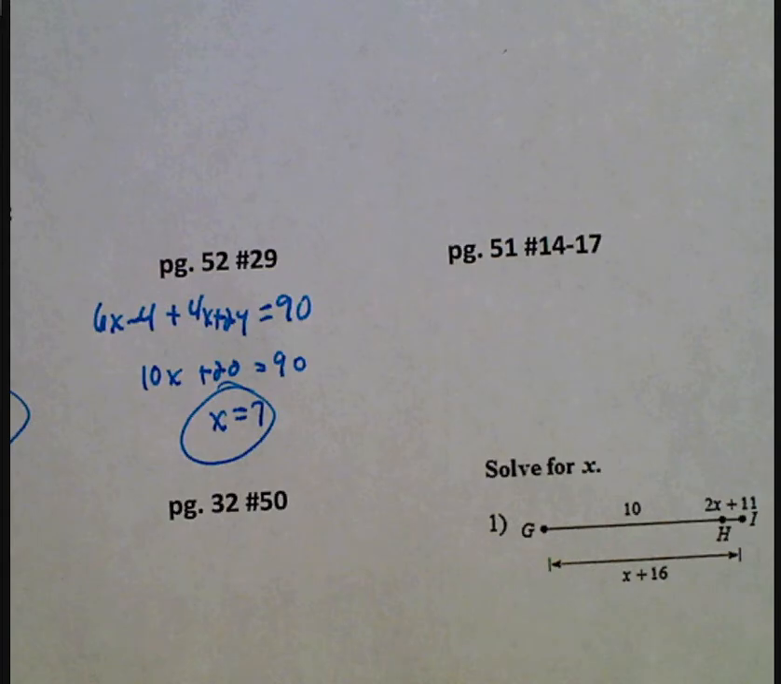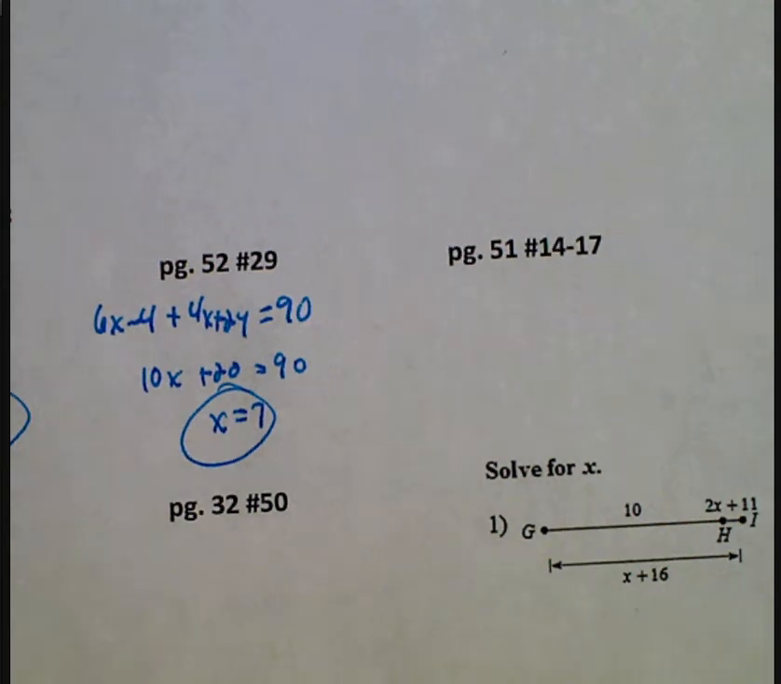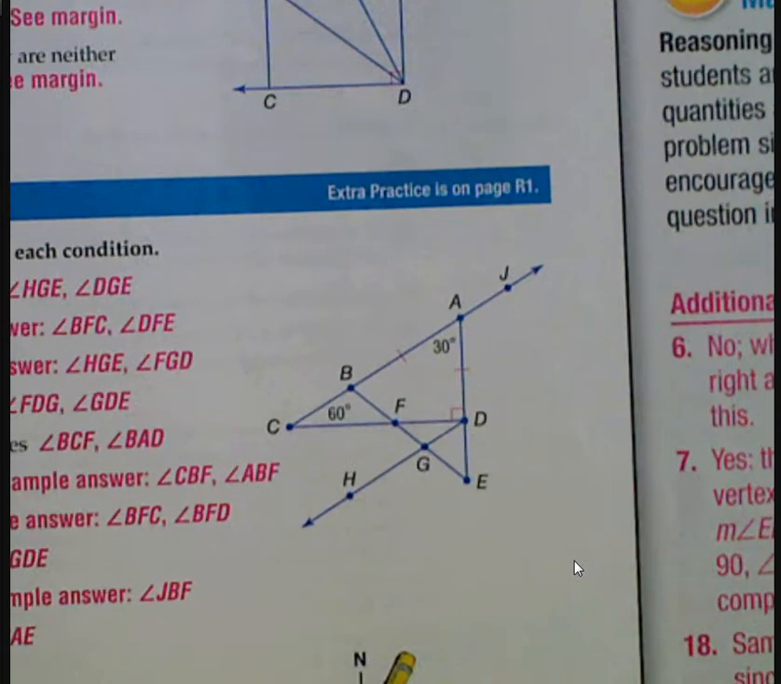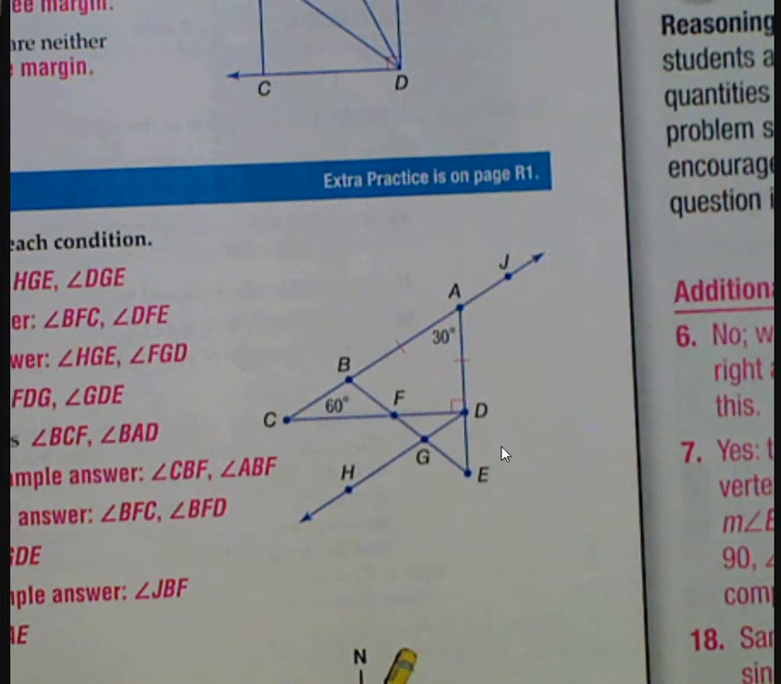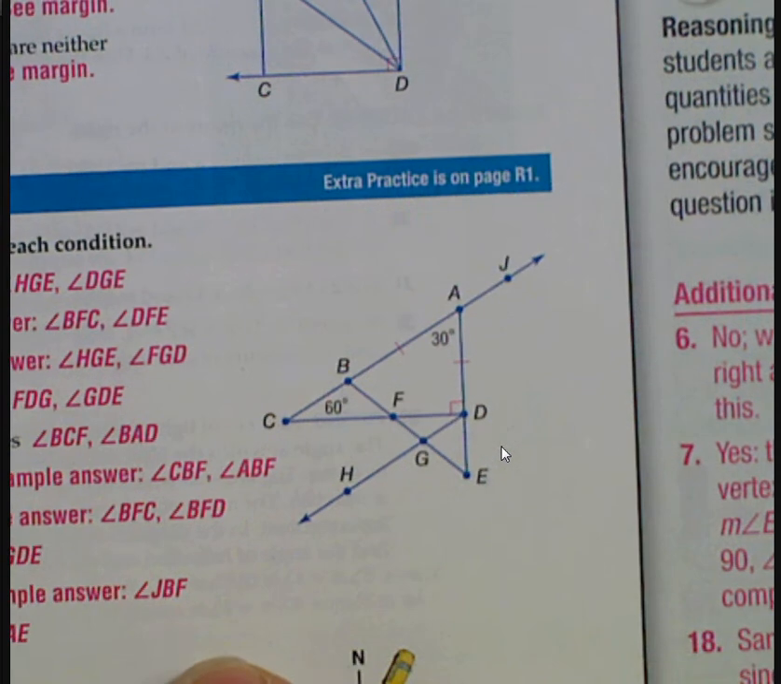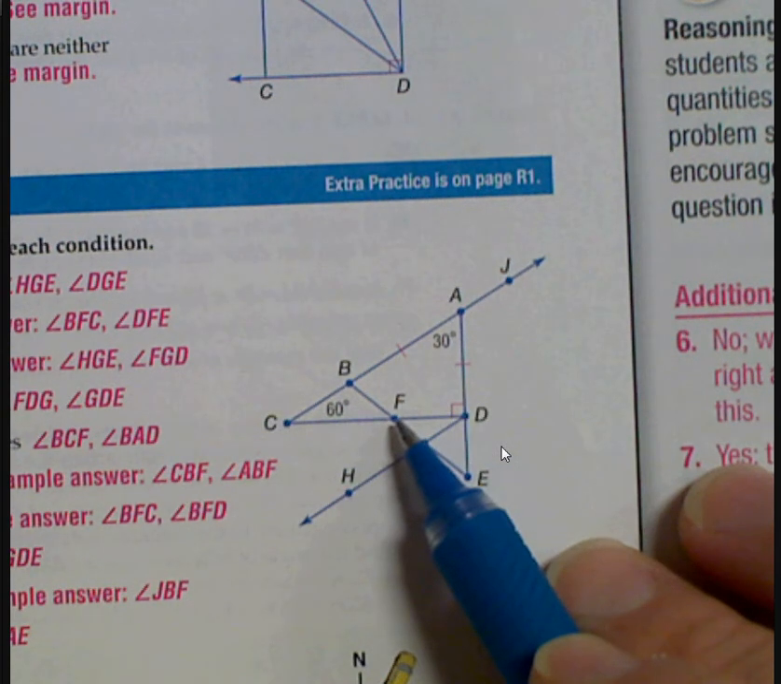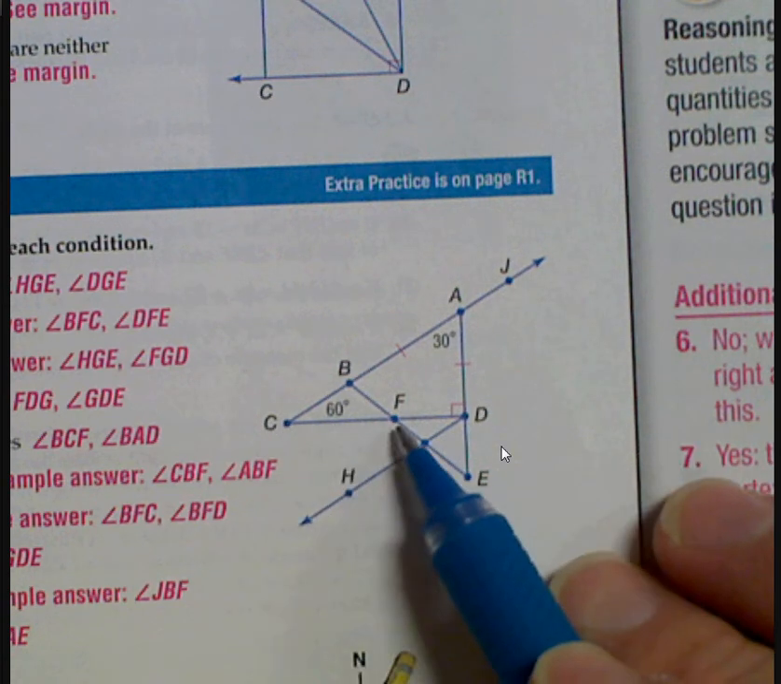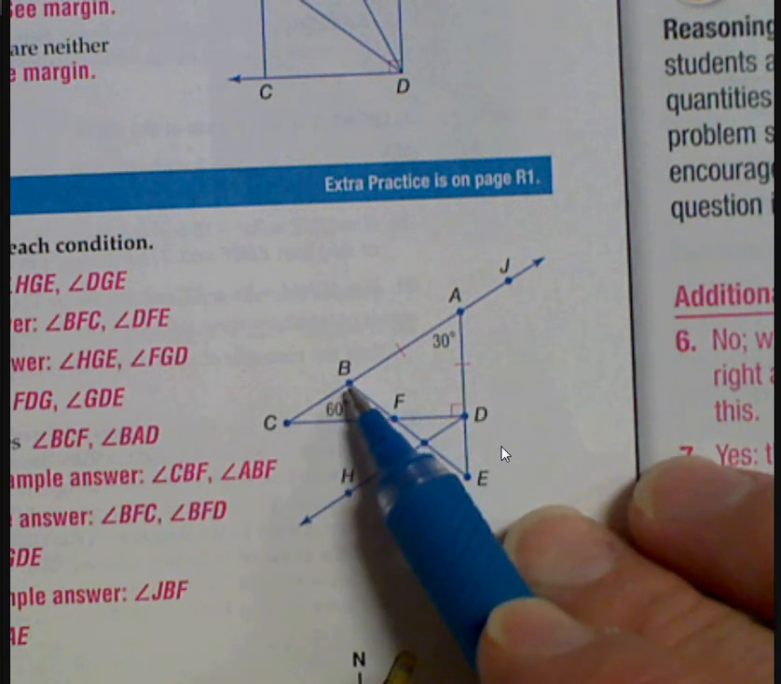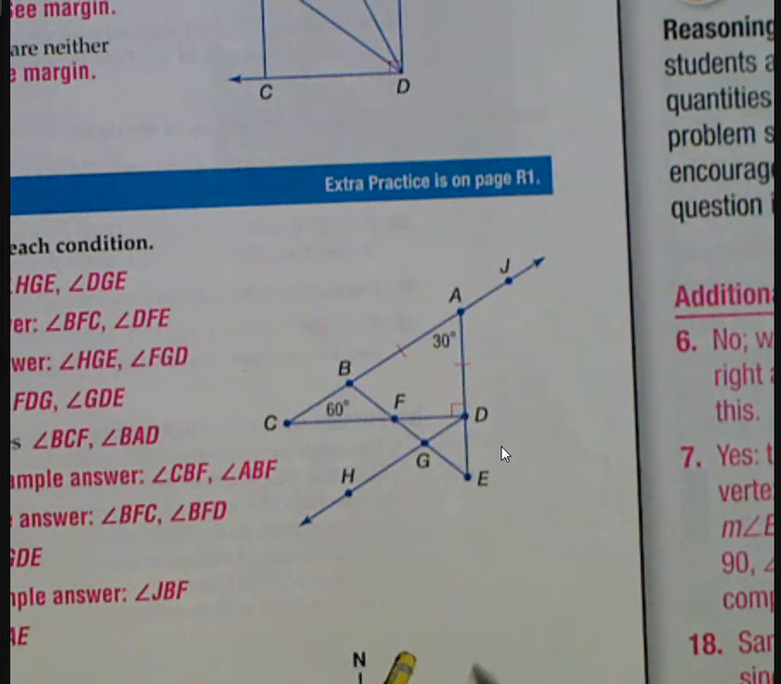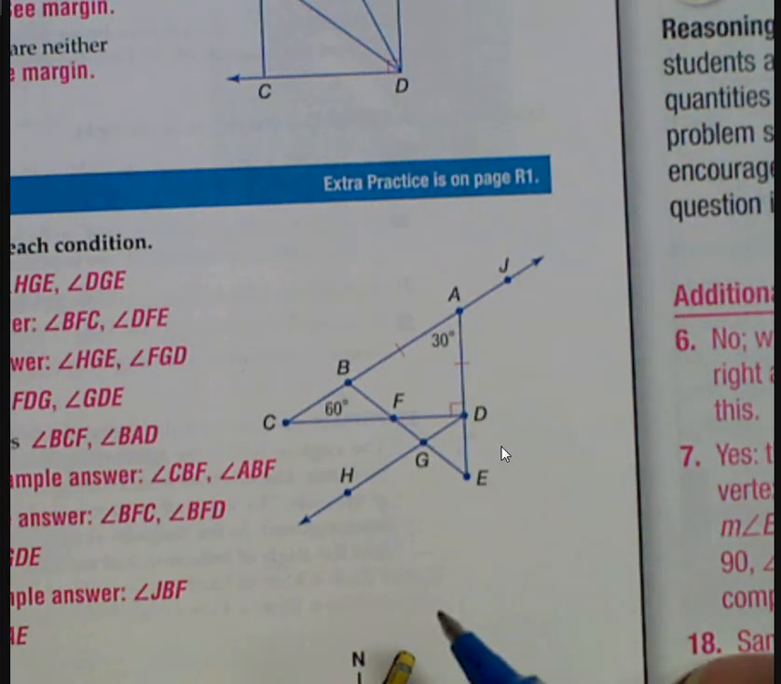Page 51, number 14. So I'm given this diagram, and it states we have to find a linear pair whose vertex is F. So here's F. So my vertex, a linear pair, means a line. So I know angle CFB and BFD would be a linear pair.